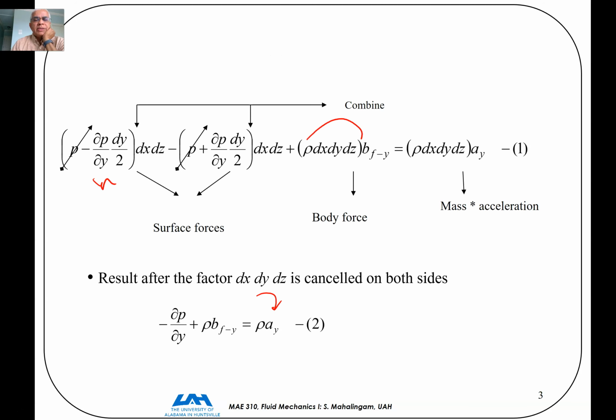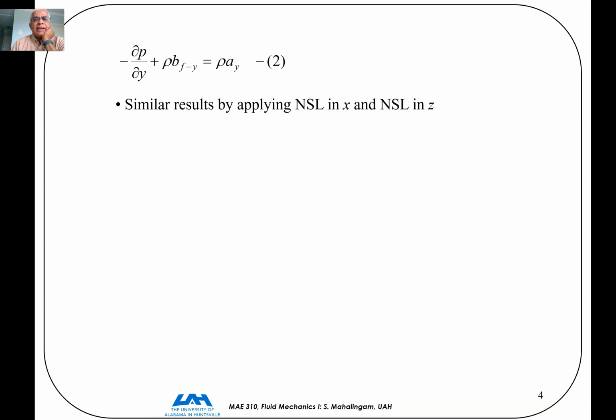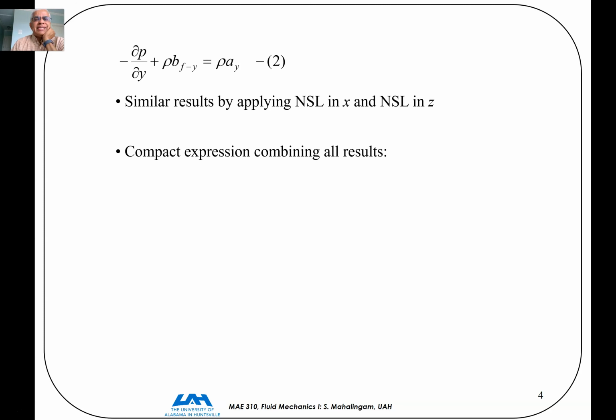I'm just copying this over to the next slide, and I can similarly do Newton's second law in the x and z directions, and it's easy to see that wherever y appears, I would replace that by x. This y I would replace by x. This y I would replace by x if I want to apply Newton's second law in the x direction. Likewise, those three quantities that I just indicated, I can replace by z in order to obtain Newton's second law in the z direction.